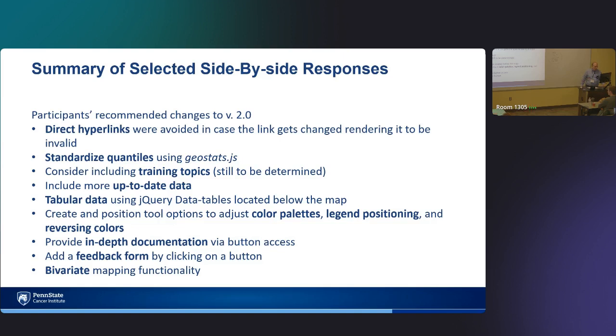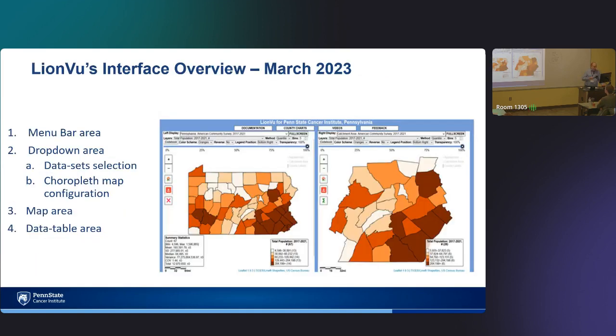just did recently, bivariate mapping functionality. Here is the version as of March 23rd, which was published with my technical paper, where they had a menu bar, a drop-down area, a choropleth area, a map area, and down below a table. It's kind of hard to tell from this version, but I'll show you in another slide.